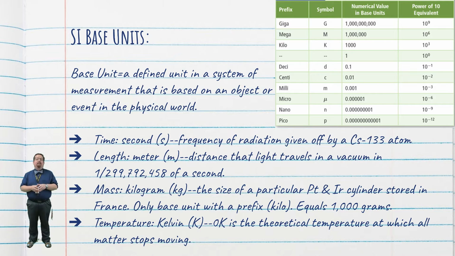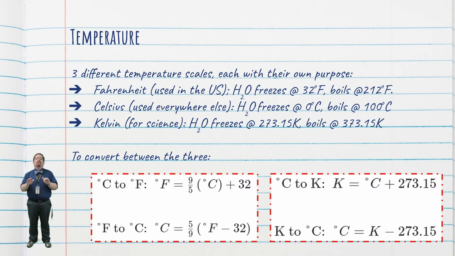In fact, that cylinder is stored under 3 different bell jars and multiple vacuums with no oxygen around it so that it doesn't oxidize. This is the only unit that comes with a prefix already attached. When we do conversions, we'll consider the gram to be the base unit on our chart. Finally, the SI unit for temperature is Kelvin. 0 on the Kelvin scale corresponds to the theoretical temperature at which all motion and matter stops.